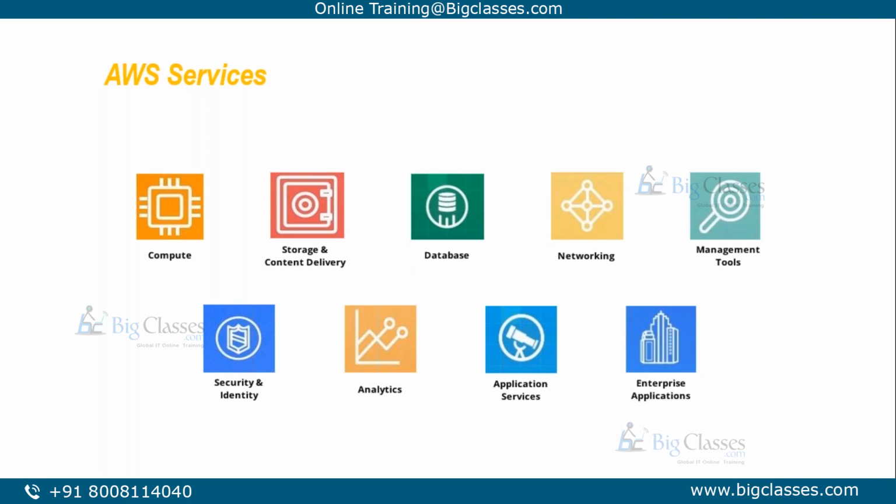When we talk about application services, we'll talk about what an API Gateway is, how to use CloudSearch, how to use SQS, the Simple Queue Service, and SWF, the Simple Workflow Service. All those things we'll discuss. For enterprise applications, as I said, we'll discuss WorkSpaces and WorkMail. Compute we already covered.